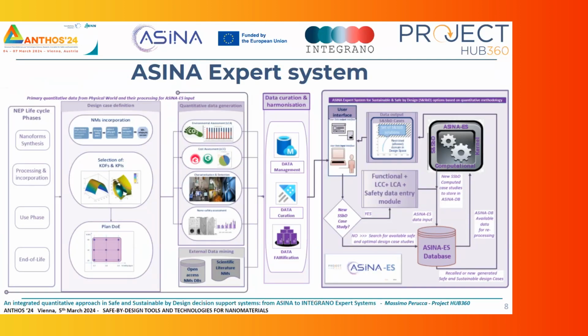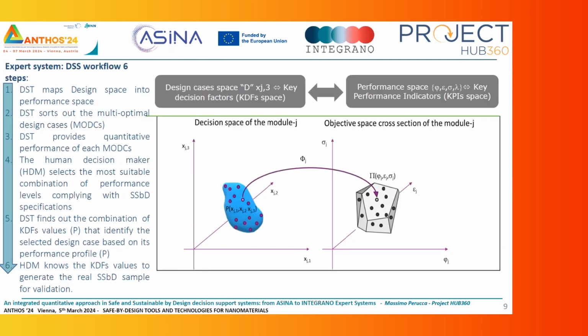This is the Xena workflow, just to recall the main concept that I was mentioning before. So: definition of the life cycle stage, for instance, the incorporation process of nanoforms; definition of the KPIs and the KDFs; definition of the design of experiment matrix; production of data in terms of life cycle assessment, costing, and experimental characterization of nanoforms obtained by the synthesis of each of those representative points in the DOE matrix, sorry; and then harmonization of data and fitting into the decision support system, which will provide answers. And then we'll see which kind of answers. So this is the workflow within the decision support system.